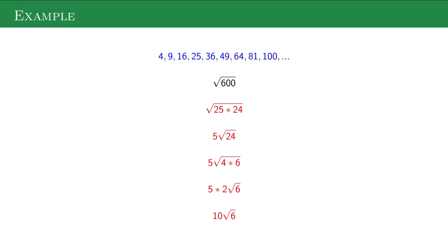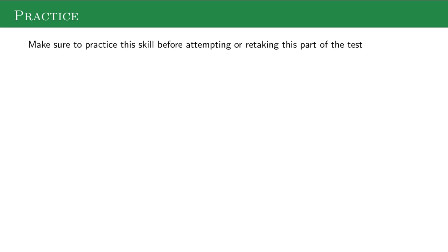And notice there's one way you could have done this a little bit quicker. You could have recognized that 600 is actually divisible by 100. And the 100 turns into a 10. And you get the same answer. So you can do it in multiple steps or single steps, depending on which perfect square you find. So this helps you simplify square roots and do that skill.